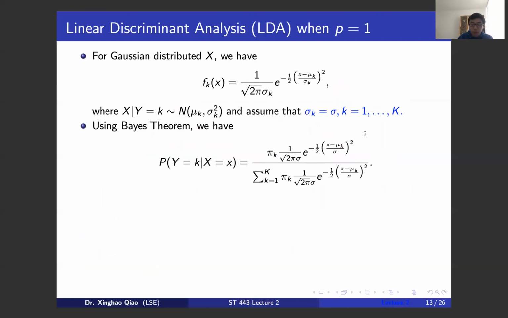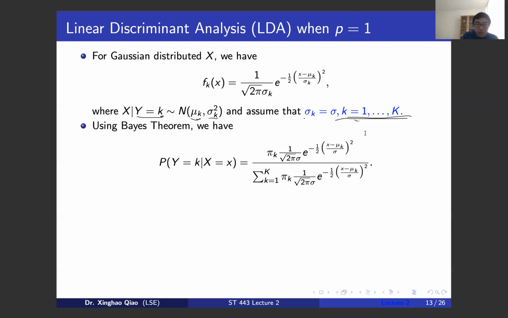Okay, so to move further, everything is under the normality assumption. Suppose that we have capital K different classes. For each small k, given that Y belongs to the kth class, we assume that X follows the normal distribution with mean equal to mu k and variance equal to sigma k squared. And now we assume that sigma k is the same across different classes, meaning that sigma k is a constant across different values of k.